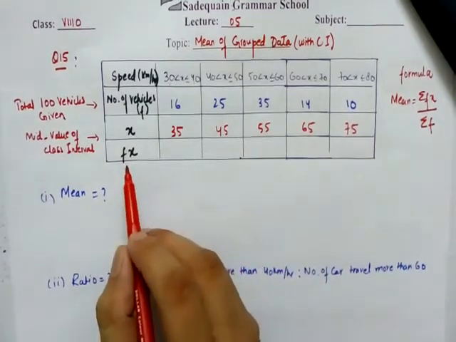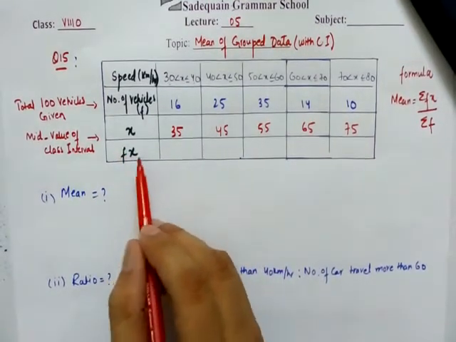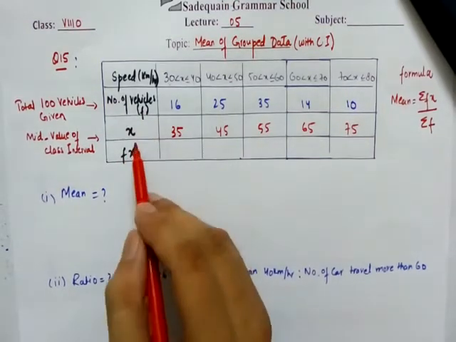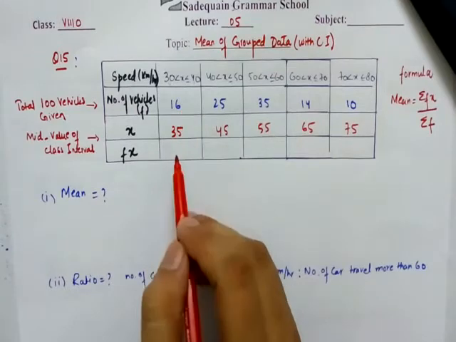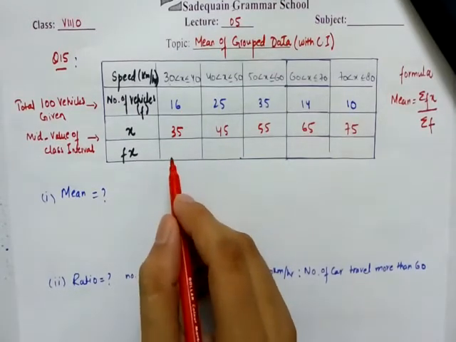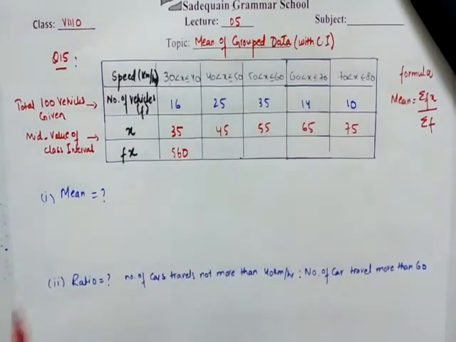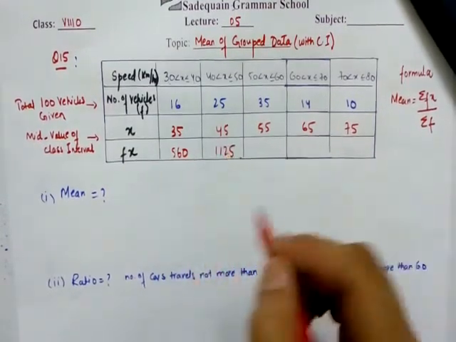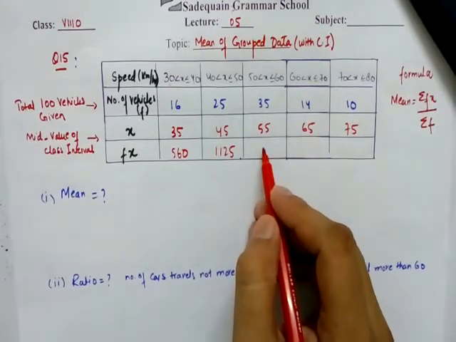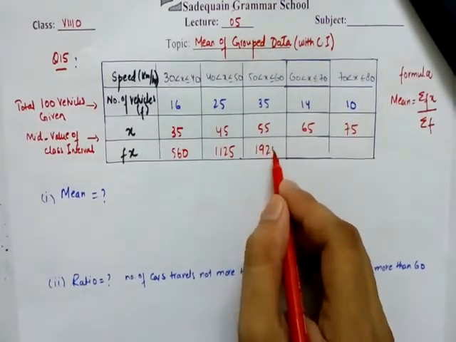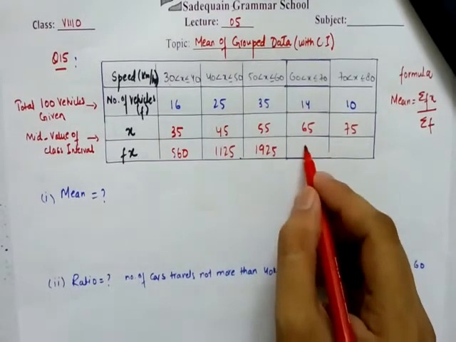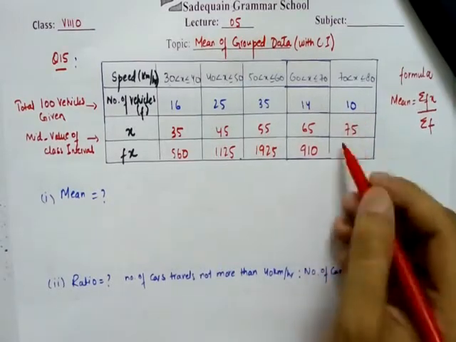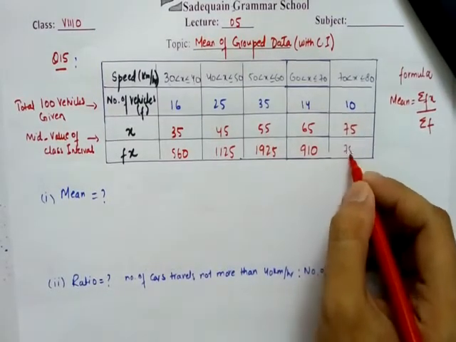Now the next row that you have formed is for f into x. fx means multiply f by x. So 16 into 35, the answer would be written here. 16 into 35 would be 560. 25 into 45 will be 1125. I have already calculated it. 35 into 55 would be 1925. 14 into 65 would be 910. So calculation must be strong, and similarly, it's a bit simple one. 75 into 10 would be 750.